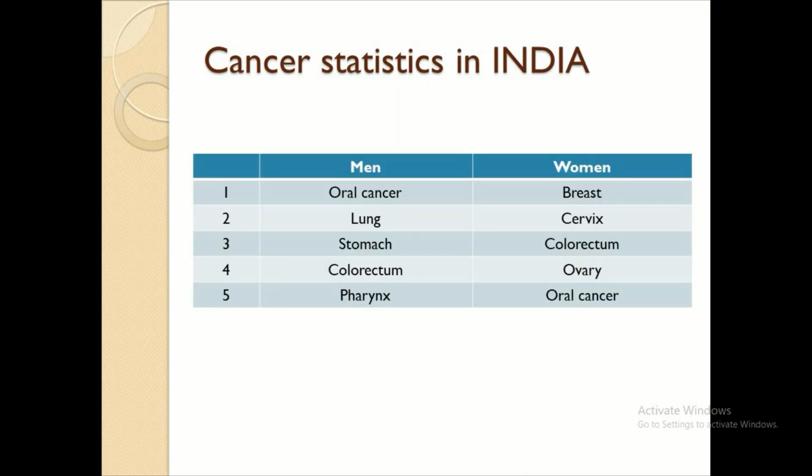In this slide I have given cancer statistics in India, that is the 5 major cancers that affect men and women in India. For men, the first position is occupied by oral cancer. The second one was lung cancer. Both were caused by tobacco usage. The third one is stomach cancer. The fourth one is colorectal cancer. And the fifth one is pharynx. In women, breast cancer occupied the number 1 position, and cervical cancer is number 2. Colorectal was the third one, and ovarian was the fourth one. Finally, oral cancer.